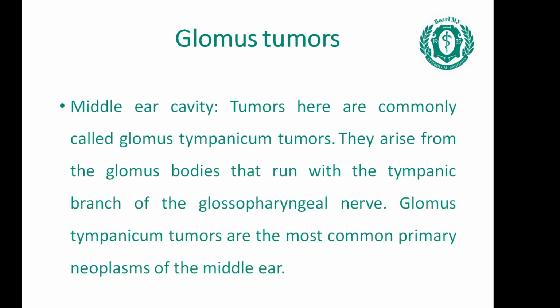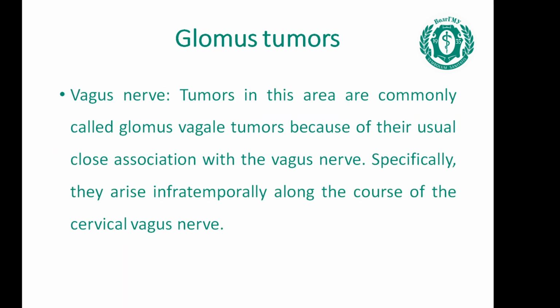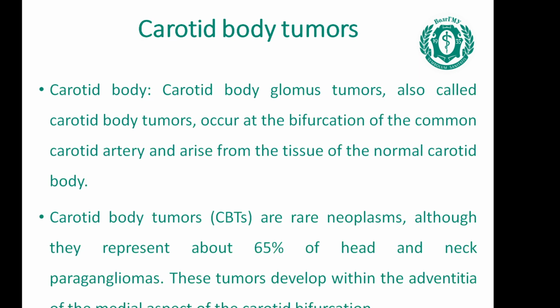Then, second one, middle ear cavity. Tumors here are commonly called glomus tympanicum tumors. They arise from the glomus bodies that run with the tympanic branch of the glossopharyngeal nerve. Glomus tympanicum tumors are the most common primary neoplasms of the middle ear. Third group, vagus nerve. Tumors in this area are commonly called glomus vagale tumors because of their usual close association with the vagus nerve, especially they arise infratemporally along the course of the cervical vagus nerve.